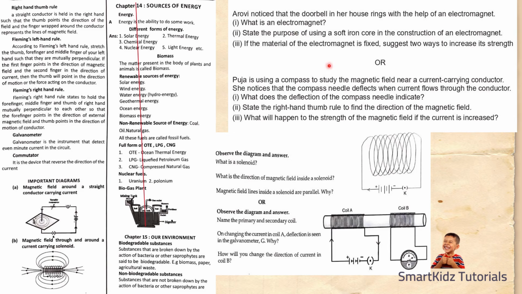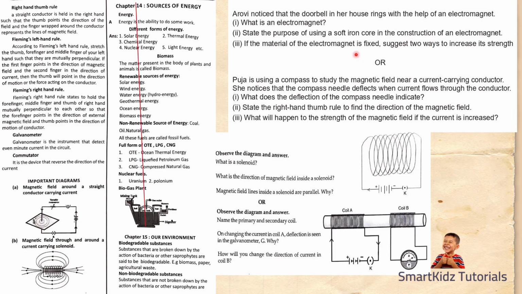State the purpose of using a soft iron core in the construction of an electromagnet. The idea is to increase the magnetic strength. It also loses the magnetism quickly when current is switched off, so it is good for doorbells. You ring, you don't want it to keep ringing. So it's good for that purpose.